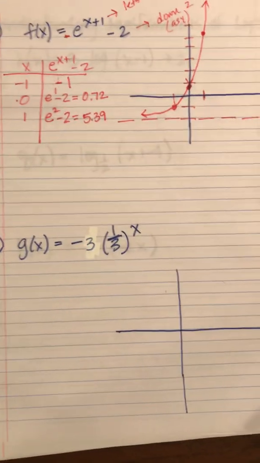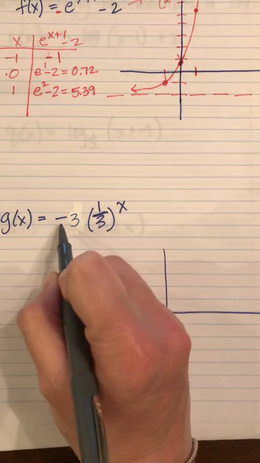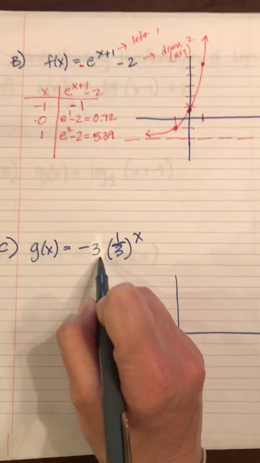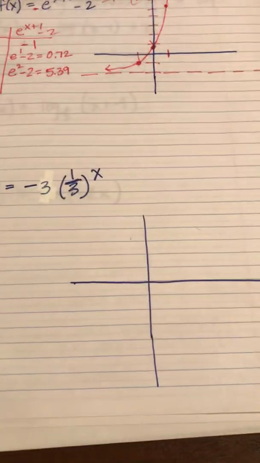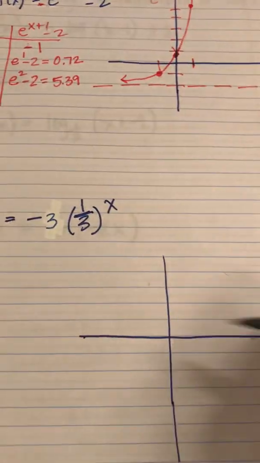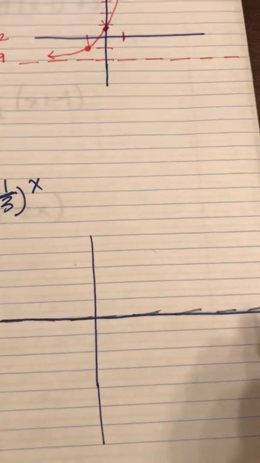All right, last but not least, I wanted to do one that was decay, so I changed this to a 1/3. I wanted to show you a reflection, and I changed the initial value to something other than 1. So on this one, same deal. Start with your asymptote. There is no k value, so that means my asymptote is right there on the x-axis.